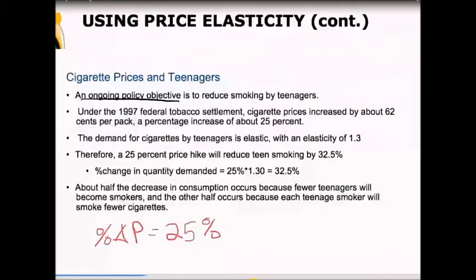Now the demand for cigarettes by teenagers is elastic, and the elasticity of demand for cigarettes for teenagers is 1.3. Therefore, if we know that there's a 25% change in the price and that the elasticity is 1.3, if we multiply these two numbers together, we're going to get a 32% reduction in the quantity demanded of cigarettes. So this is going to decrease the quantity demanded of cigarettes by teenagers, and we can put a quantitative number on the decrease.